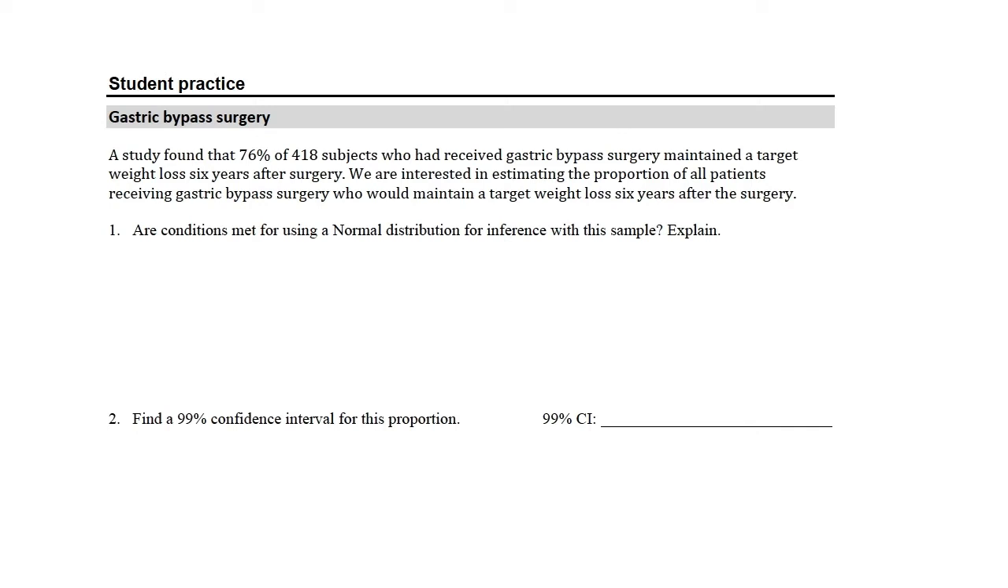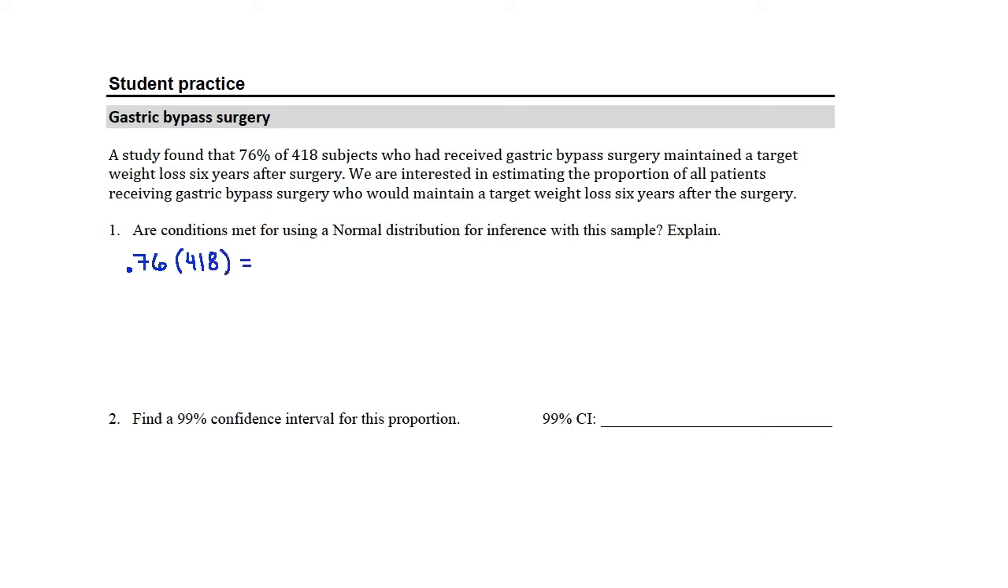The first thing we're asked to do is to check conditions for using a normal distribution for inference with this sample. So recall that for one proportion, what we want to verify is that what we're counting and what we're not counting are each at least 10. What we're counting is 76% of 418, and that we would calculate as 0.76 times 418.